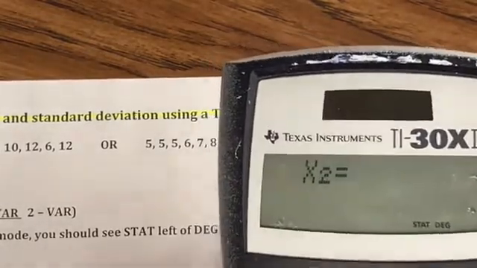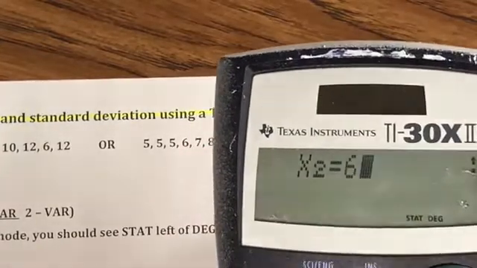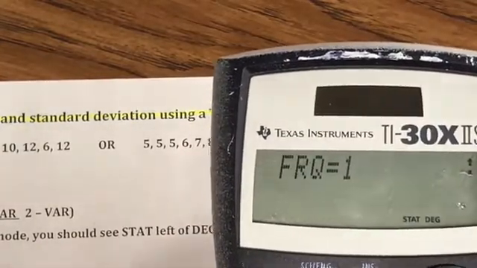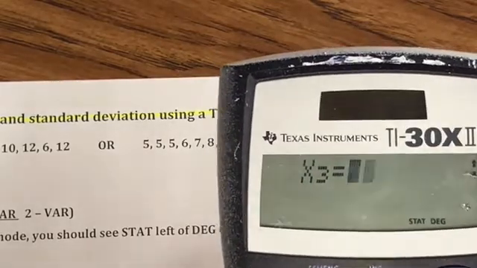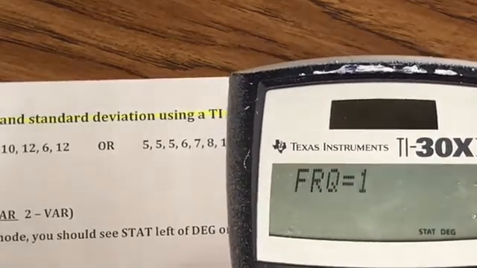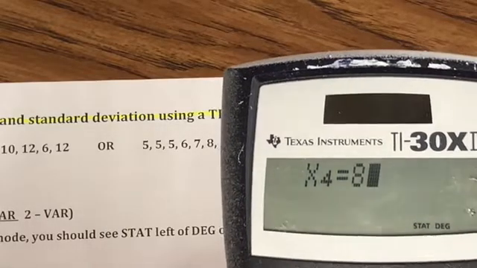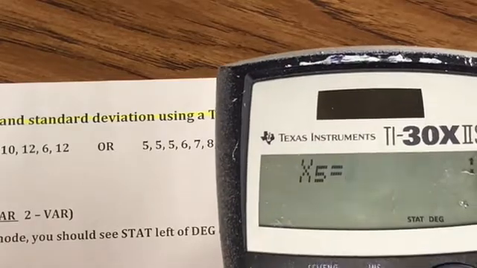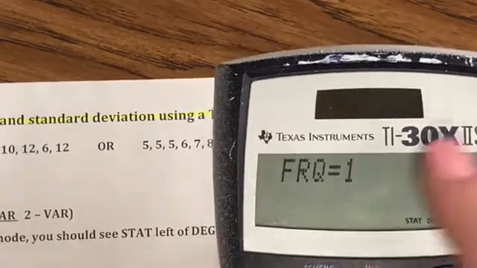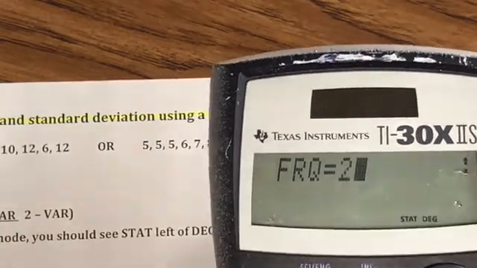Hit the down arrow. What's my next number now? That's a 6. Hit the down arrow. Well, how many of those do I have? I just have 1. Hit the down arrow. My next number is 7, and I only have 1 of those. My next number is 8. I only have 1 of those. My next number is 10, and I have 2 of those, so I'm going to change my frequency to 2.